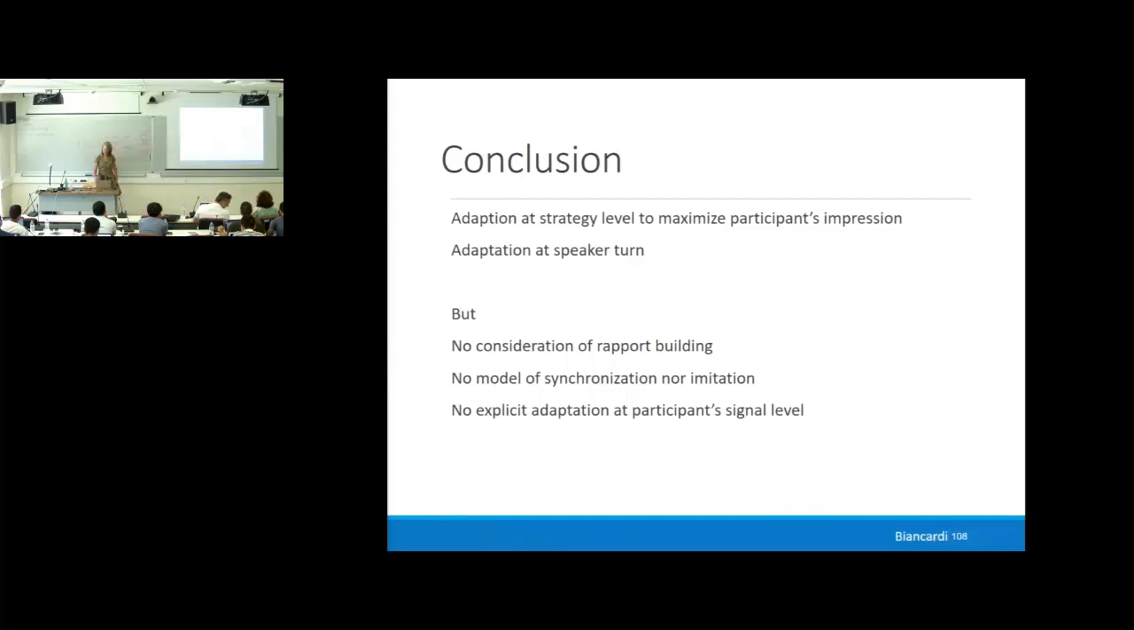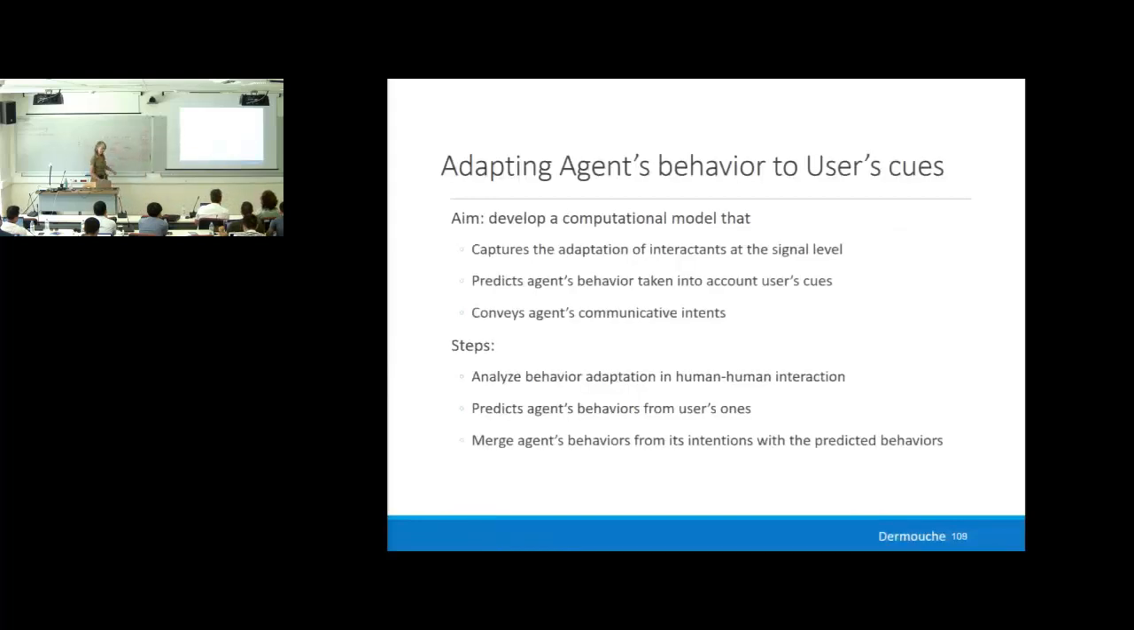So that's why we decided to conduct another study where we aim to adapt the agent behaviors based on the user's cues. So it's really low level. We want to develop a computational model that captures the adaptation of the interaction at the signal level.